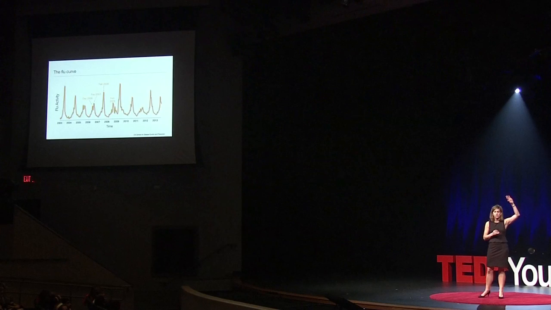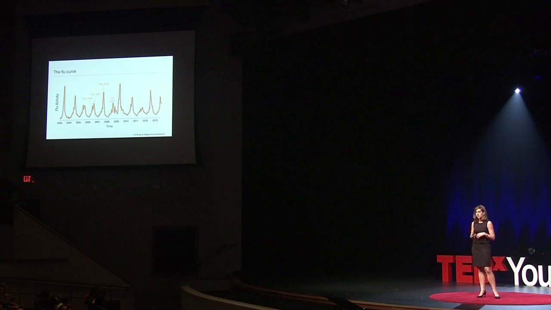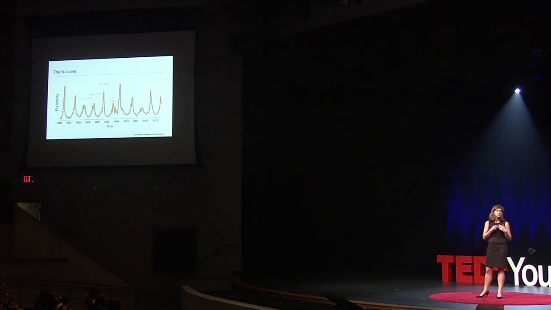Now let's zoom in on a few seasons of flu. And let's take a close look at the 2006-2007 season. Very typical. Flu starts rising when kids are back in school. November, it's really climbing. We hit a little peak in December. Things die off a little bit over winter break, and then we get our major peak in February. The 2008-2009 seasons were very similar.